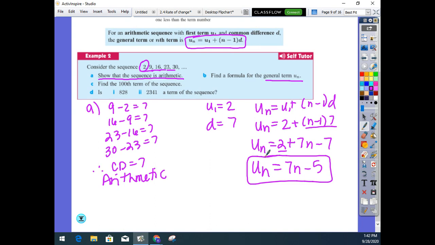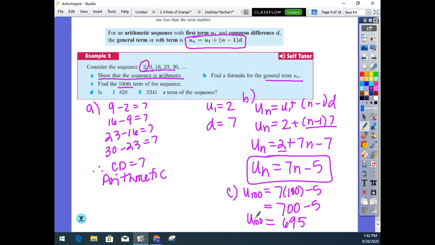So we can determine any number of the sequence in this pattern. So here, what's the 100th term? I just take and find u sub 100. So plug 100 in for n, and solve. Okay, so if we know that term, that goes in place of n. Here we were looking for u sub 100.